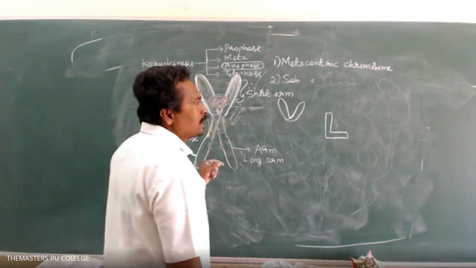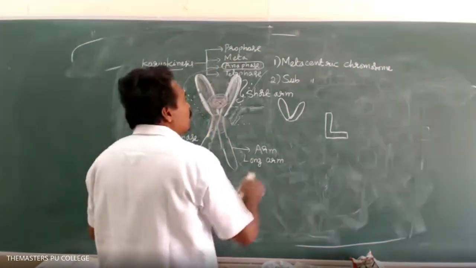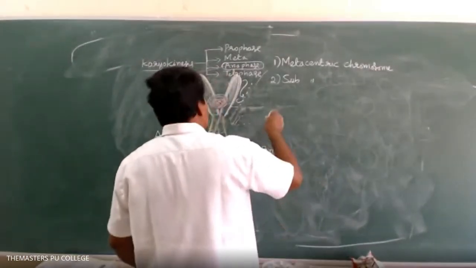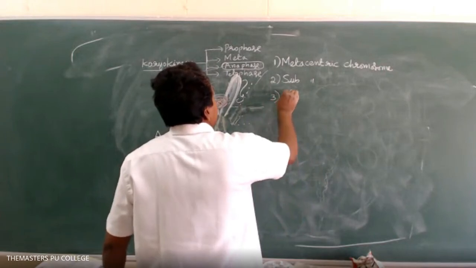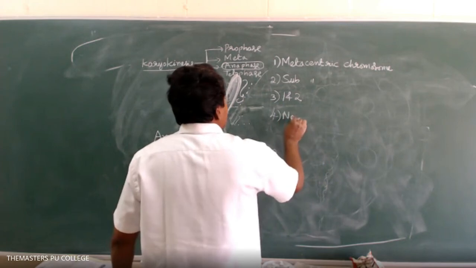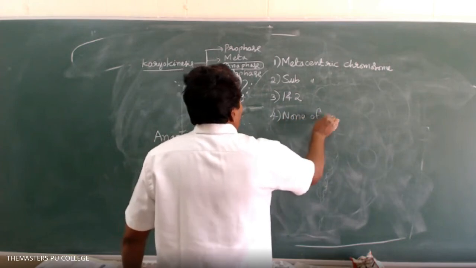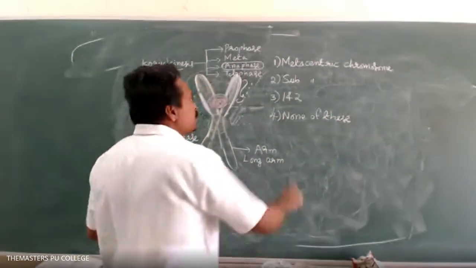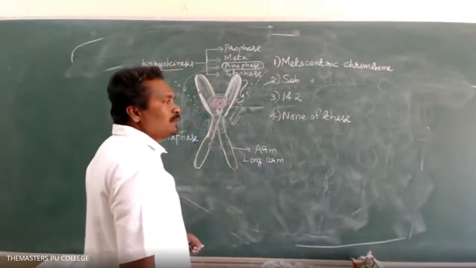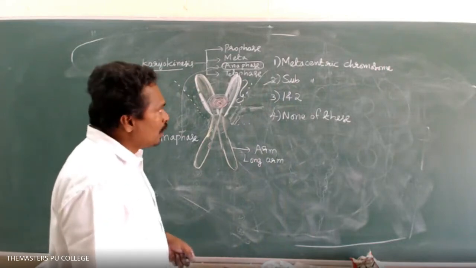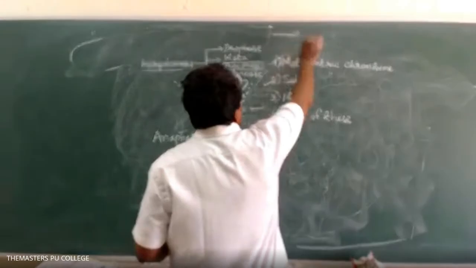Unequal arms are present in which of the following chromosomes? Option 1 is metacentric, option 2 is submetacentric, option 3 is 1 and 2, option 4 is none of these. Option 2, submetacentric. Very good. Equal arms are present in which of the following chromosomes? Then what is the answer? Option 1, metacentric. Very good.